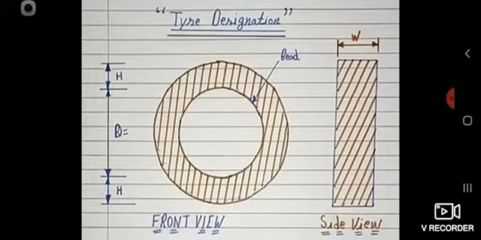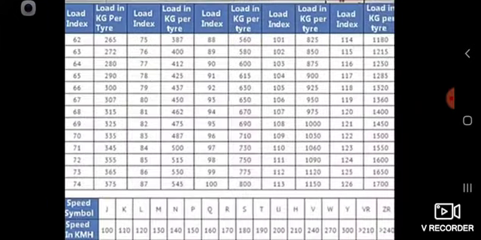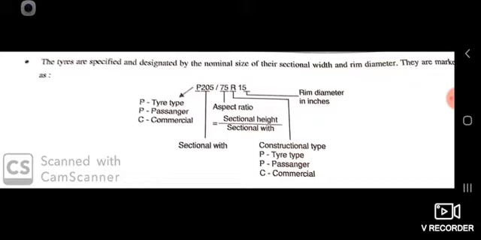Here, this is the sectional view of a tire. Here we can clearly have the idea of the bead diameter D, the sectional height H, and the width W. It's very simple. Three important factors: W, D, and H. Let's move further to the example of how this tire is designated.